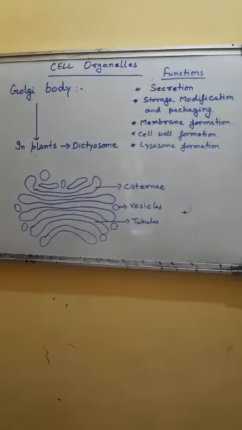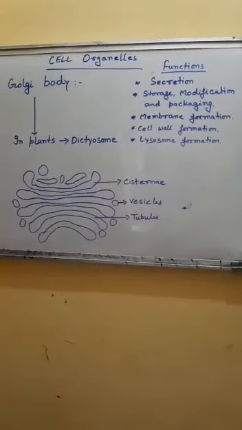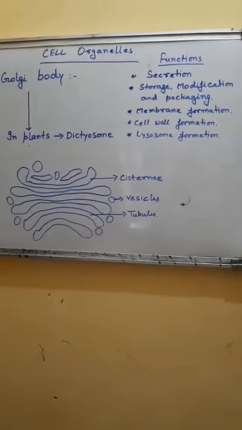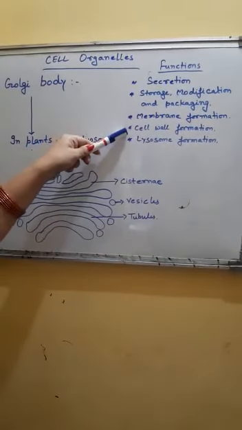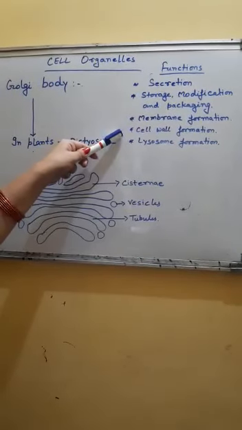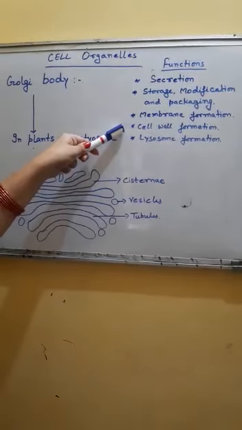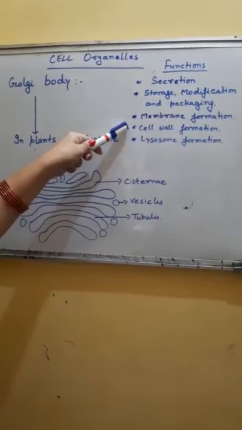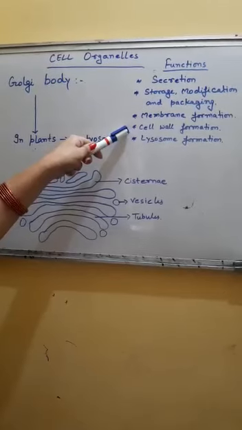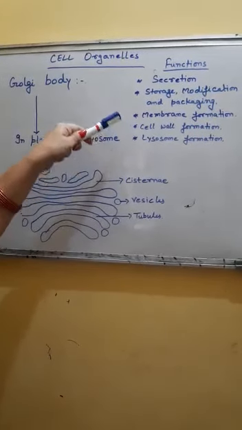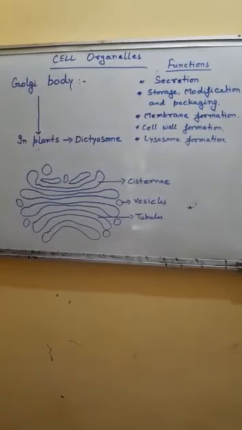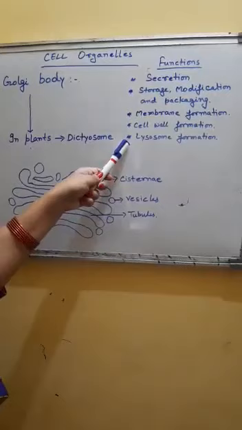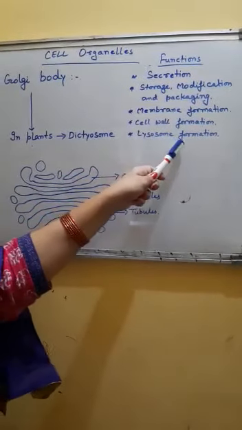Golgi complex is responsible for membrane formation. It plays an important role in formation of plasma membrane. The next function of Golgi complex, it helps in cell wall formation. It helps in cell wall formation in plant cells by helping during formation of cell plate. So Golgi complex is also involved in cell wall formation and it is responsible for lysosome formation also.